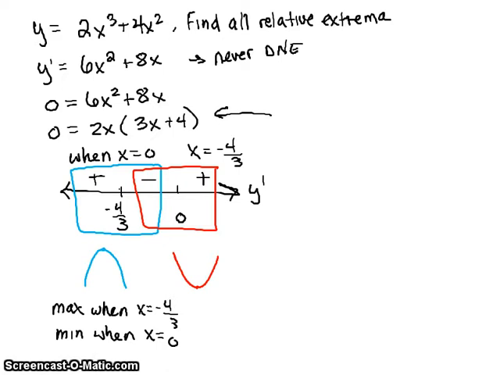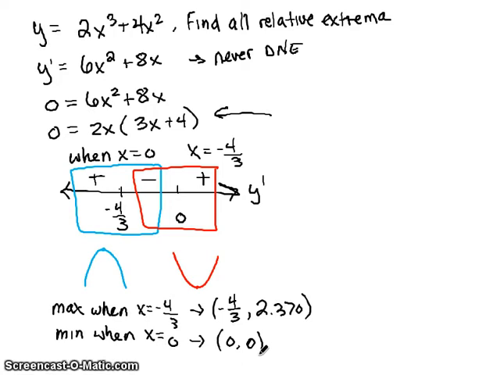So they want y values here. So we can say the max will be located at negative 4/3, comma, 2.370. You can throw that in your calculator and get the y value. And our minimum is going to be when x is 0, plug that into our original function, and we get a 0 out. So we have the max and min at those 2 points.